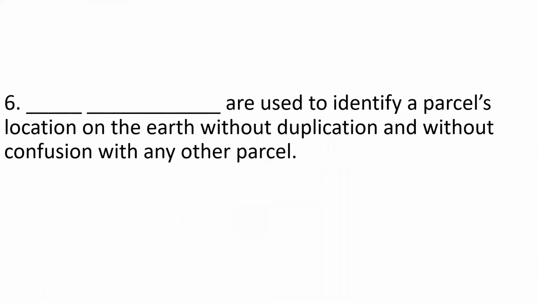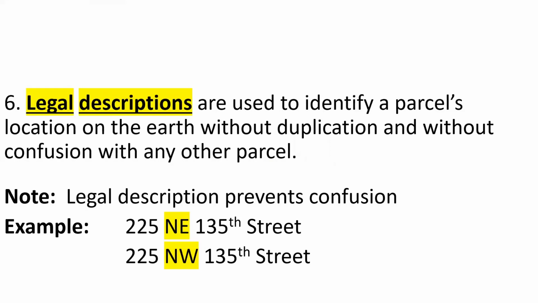Number 6, blank, blank are used to identify a parcel's location on the earth without duplication and without confusion with any other parcel. Now, that is legal description. Keep in mind, whenever you see the word parcel, they're referring to a piece of property, a piece of land. So what are they saying here? They're saying the legal description is the best method to identify a piece of property.